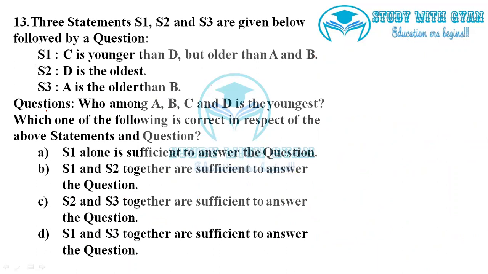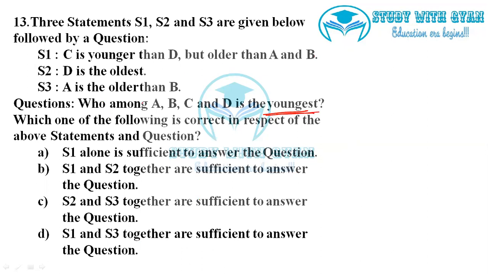After this, 13th question. Three statements S1, S2 and S3 are given below, followed by a question. Who among A, B, C and D is the youngest one? S1 is sufficient for the answer, S1 and S2 together are sufficient, S2 and S3 together are sufficient, or S1 and S3 together are sufficient to answer this question. Basically, you have to find out the youngest one.